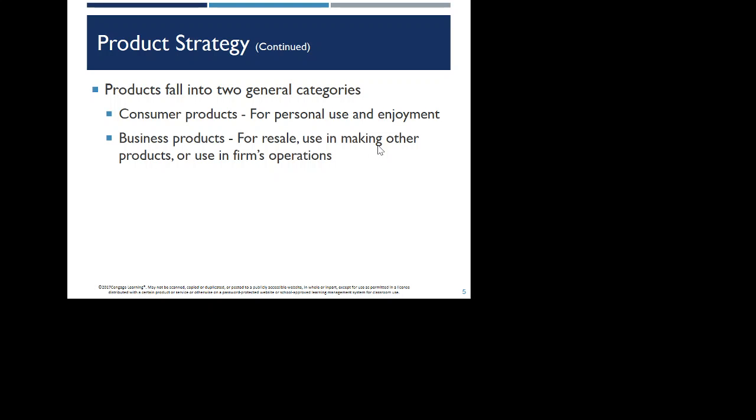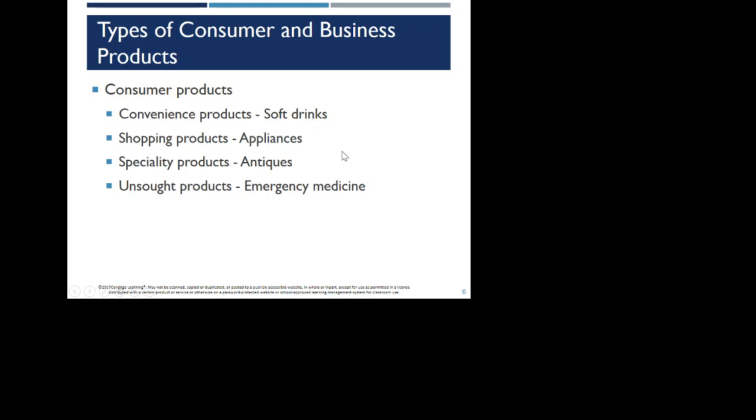You've got consumer goods or consumer products, that is, and business products. Okay, and I know we talked about this in principles. 4 types of consumer products: convenience, shopping, specialty, and unsought, each with their own unique kind of implications for marketing. For example, if you sell convenience products, you want to make them available in as many places as possible. Whereas if you're involved in shopping products, for example, it doesn't make sense to have appliances available everywhere.